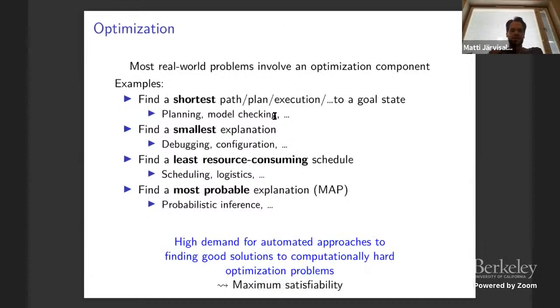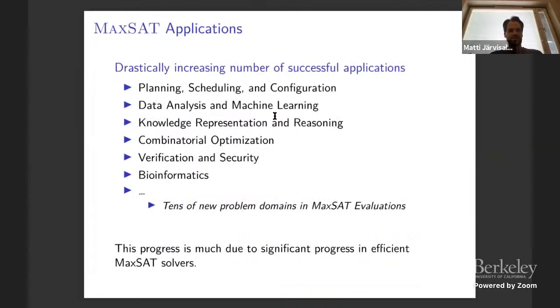So there is indeed high demand for automated approaches to finding good solutions, or ideally optimal solutions, to computationally hard optimization problems. And this is where MaxSAT today pops in. We're not going to talk much at all about applications. There are a lot of reasons, as I already said, for the drastically increasing number of successful applications of MaxSAT in various types of domains. Here are some high level titles for the types of problems that MaxSAT has been successful in recently.